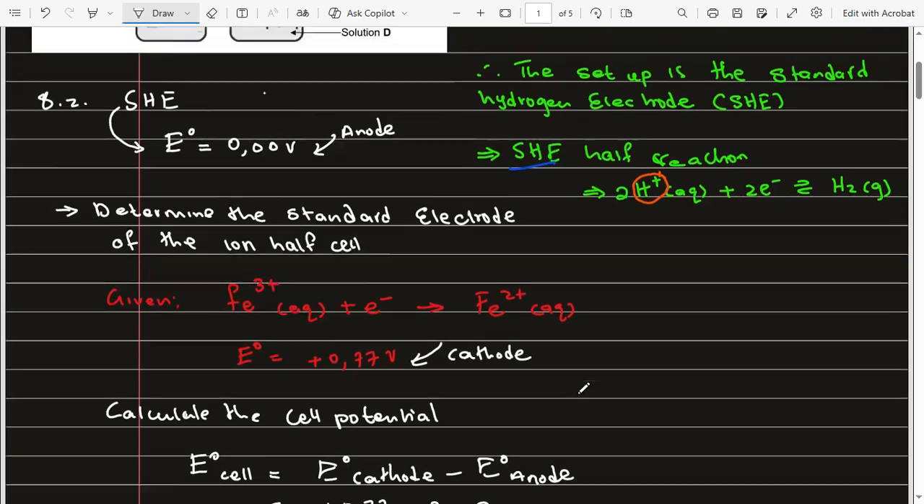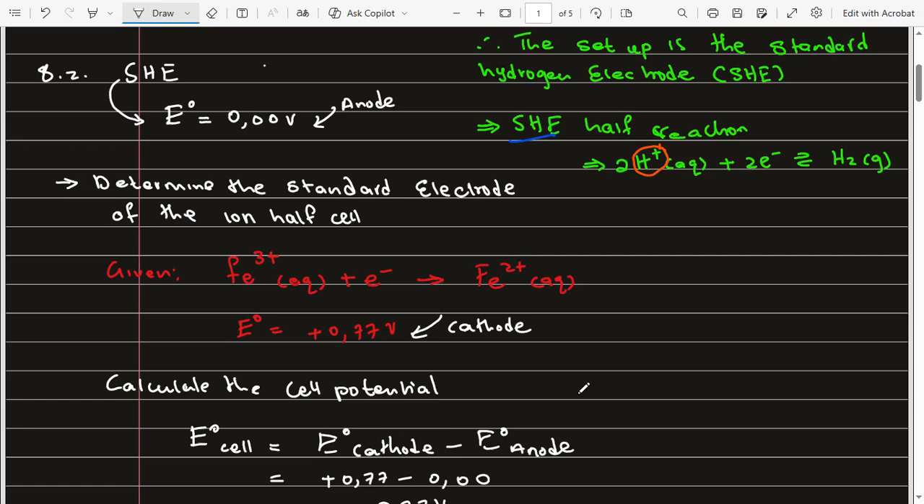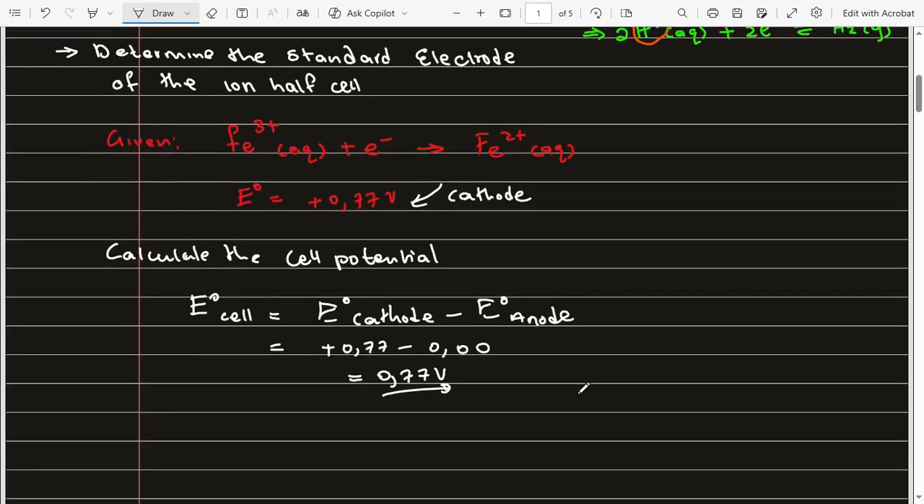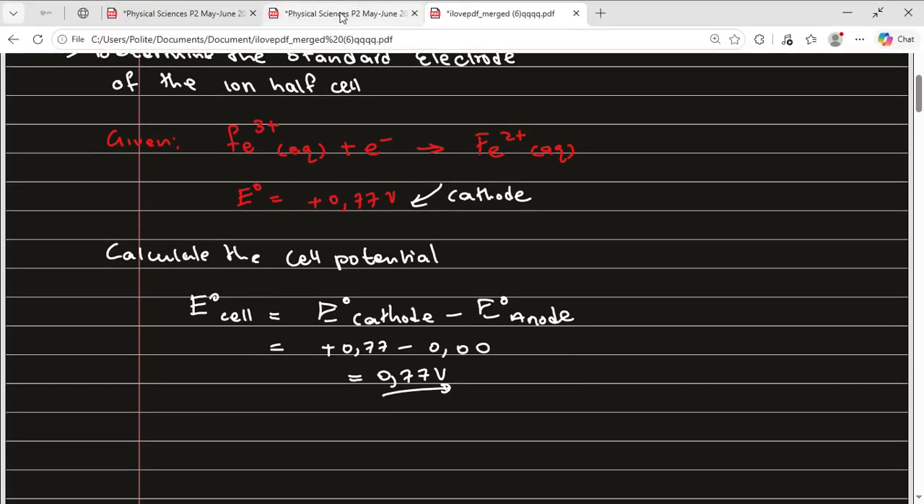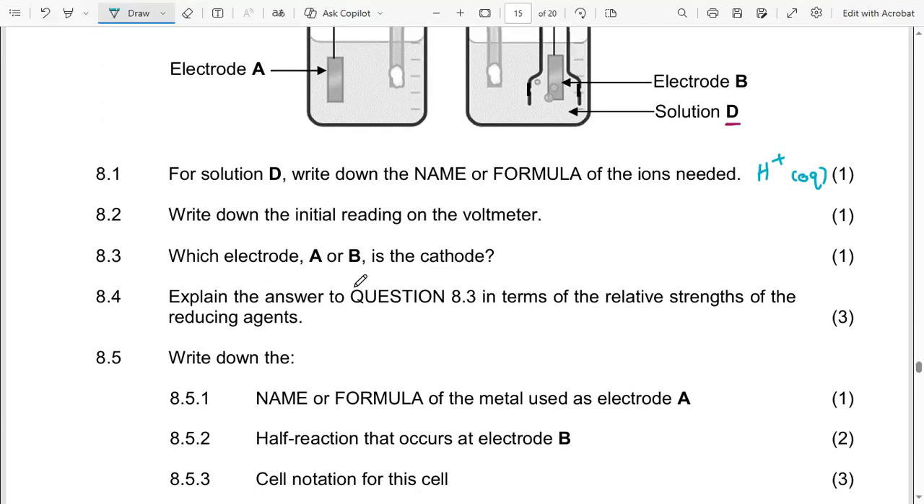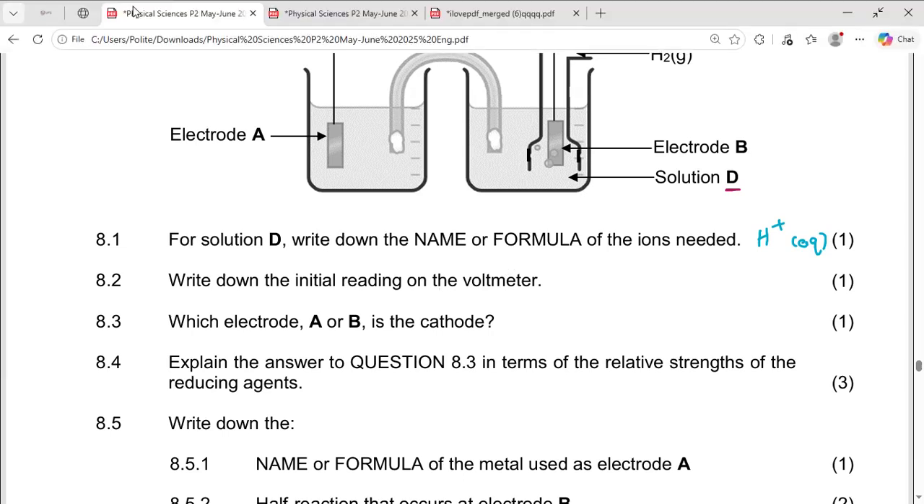Okay, so now when I look at this, I think we are now ready to work on 8.3. So let me see what we have on 8.3. Which electrode, A or B, is the cathode? So between A and B, which one is the cathode? Please don't do guesswork. Make sure that you understand how to answer this question. Which one is the cathode?